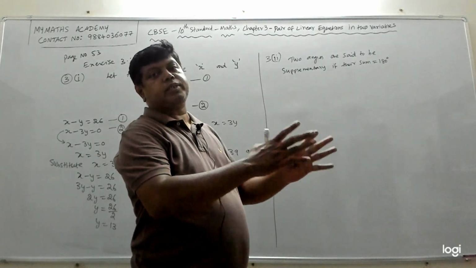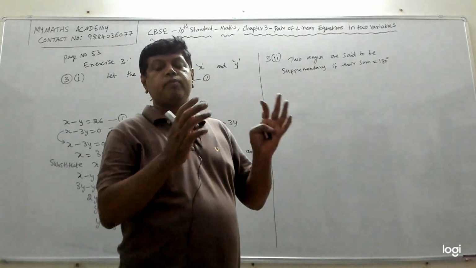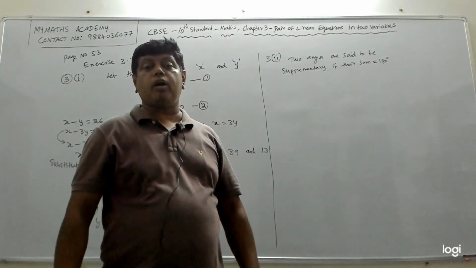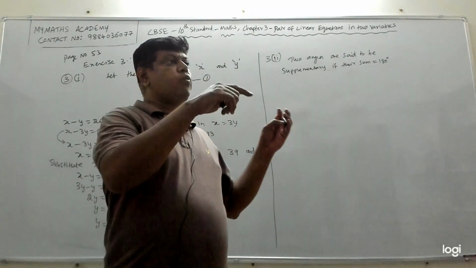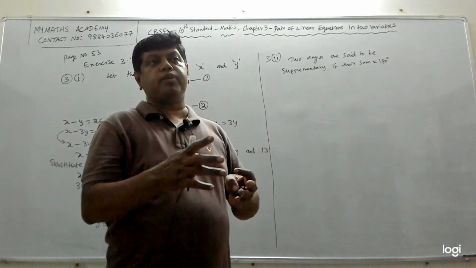One angle can be 60, other angle is 120. And what is the sum of 60 plus 120? 180. Then we call these two angles supplementary. 60 and 120 are supplementary. Or we can have one angle as 30 degrees, other angle as 150 degrees. And 30 plus 150 is 180.